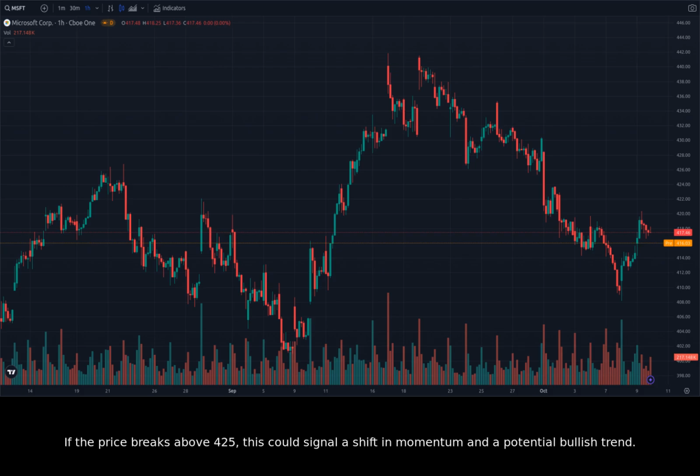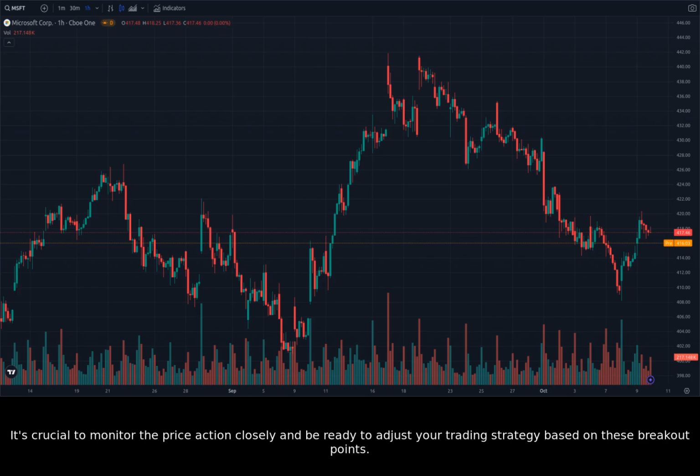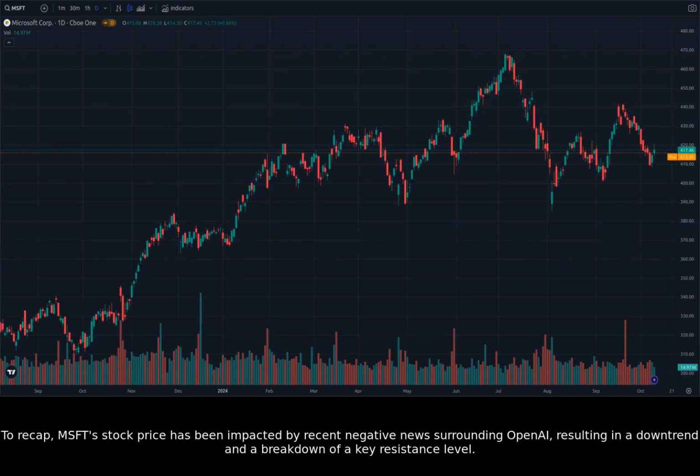If the price breaks above 425, this could signal a shift in momentum and a potential bullish trend. Conversely, if the price breaks below 415, this could signal a bearish trend. It's crucial to monitor the price action closely and be ready to adjust your trading strategy based on these breakout points. To recap, MSFT's stock price has been impacted by recent negative news surrounding OpenAI, resulting in a downtrend and a breakdown of a key resistance level.